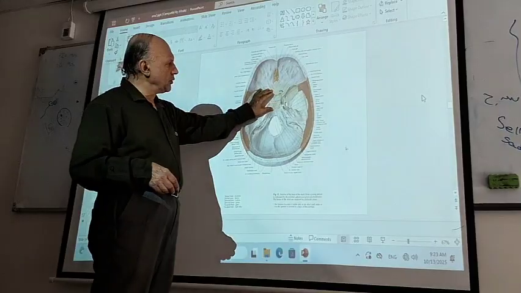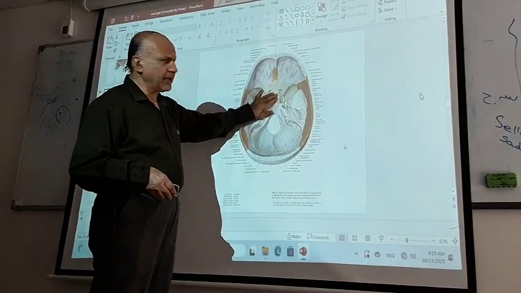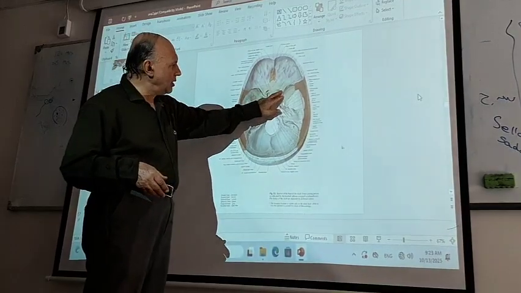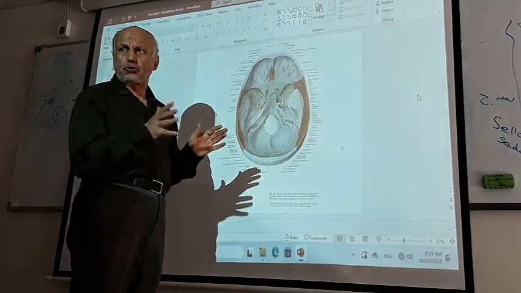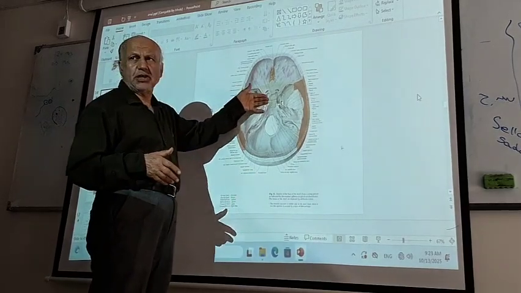Now the body of the sphenoid. I told you it has six surfaces. One is superior, I discussed this. Another is the lateral surfaces. They are two lateral surfaces. The lateral surface is for touching the wings.